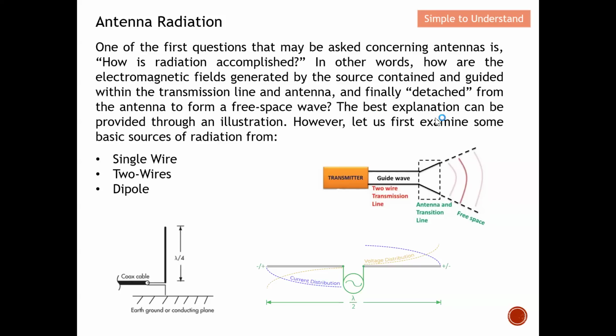The best explanation can be provided through an illustration. However, let us first examine some basic sources of radiation: from the single wire, from the two wire, and last but not least, from the dipole antenna. So in this video I'm going to focus on these three basic sources of radiation: the single wire, two wire, and dipole antenna.